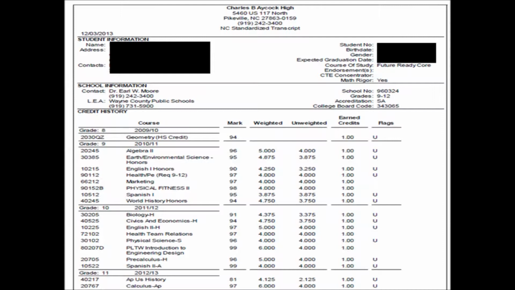So as juniors, you can see that your courses are listed in chronological order beginning in 9th grade. For some of you, if you took high school credits in 8th grade, those will also be listed. The course name, the mark that you made in the class, which is the final numerical grade that you earned for the class, your weighted and unweighted quality points, which are different if it is an honors or AP level course, so please take note of that.